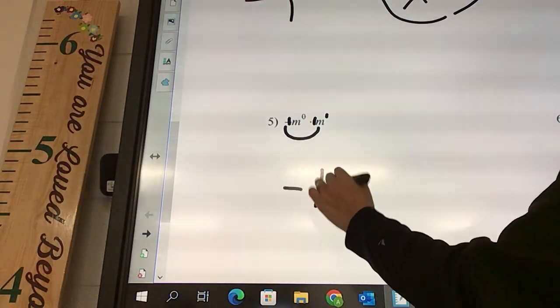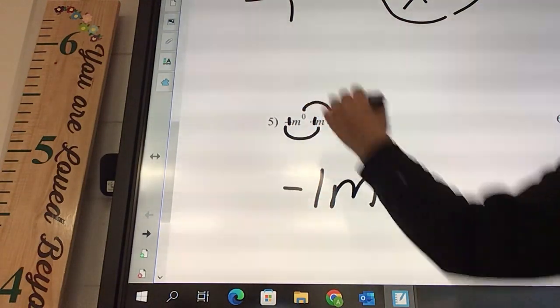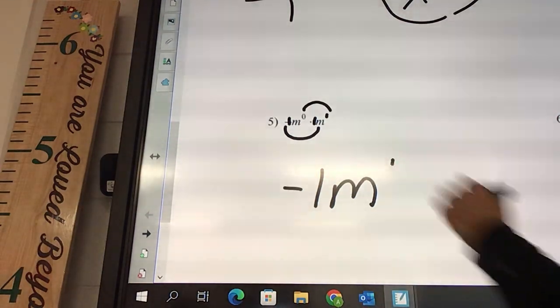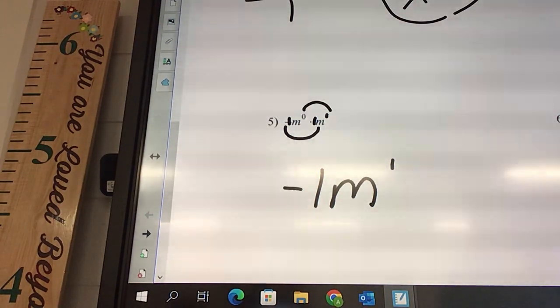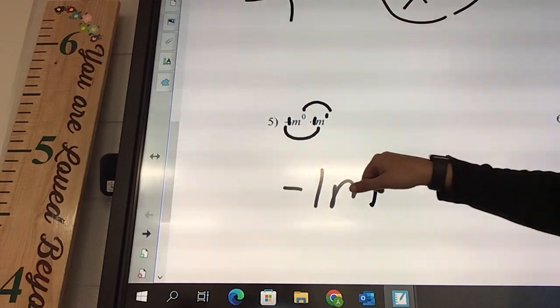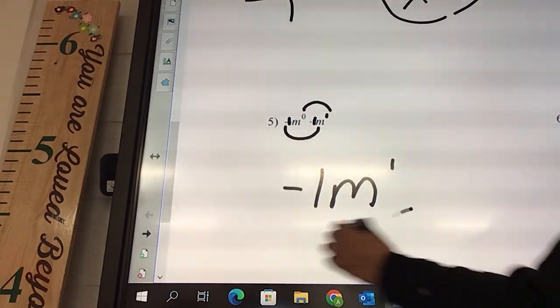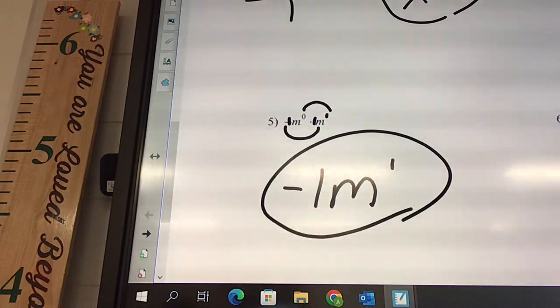Negative 1 m to the 0 plus 1. 1. Okay, do we have negative exponents? No. Okay, so again, if this one was negative, then I would need to move it. Okay, there's no negative exponents here, so I do not need to move that.